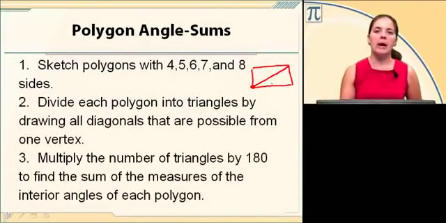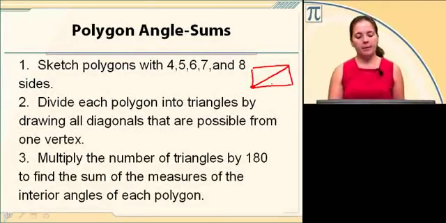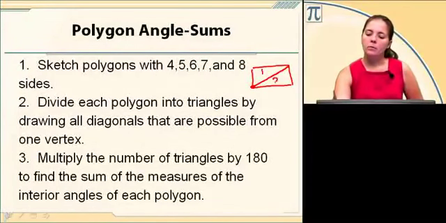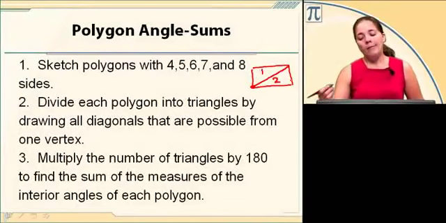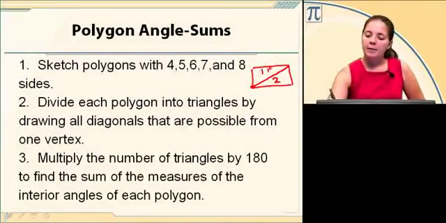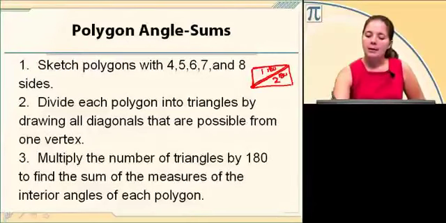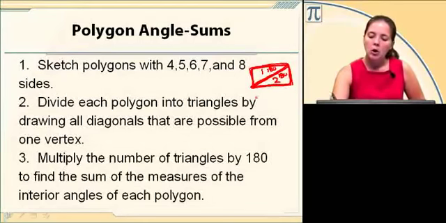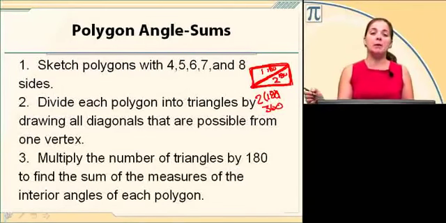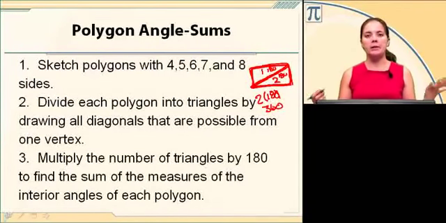With this one, there's only one diagonal possible from that one vertex. Then we're going to count how many triangles we make. And in this case, 2 triangles. Well, I know the sum of the interior angles of a triangle is 180. So I have 180 degrees plus another 180 degrees to give me the entire quadrilateral. Well, 2 times 180 is 360. So I know the sum of the interior angles of a quadrilateral, or a 4-sided polygon, is 360 degrees.